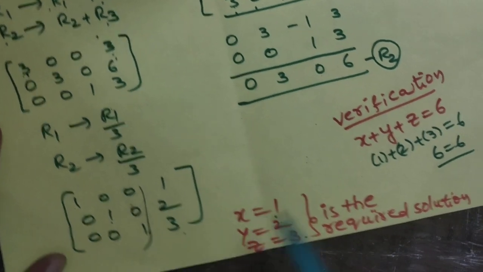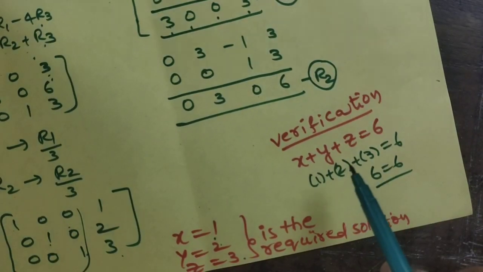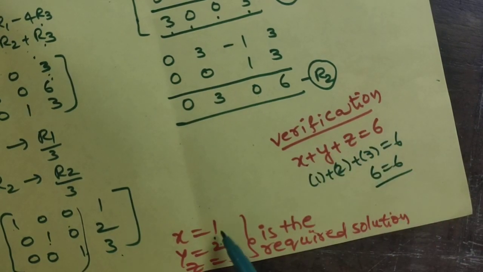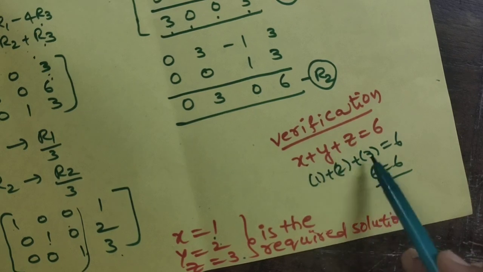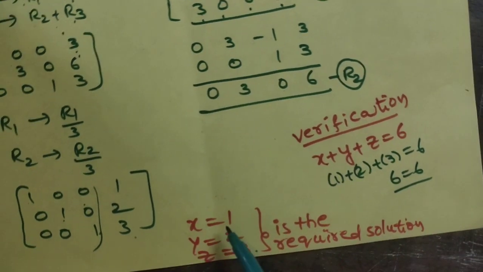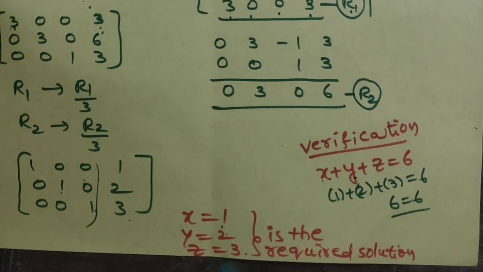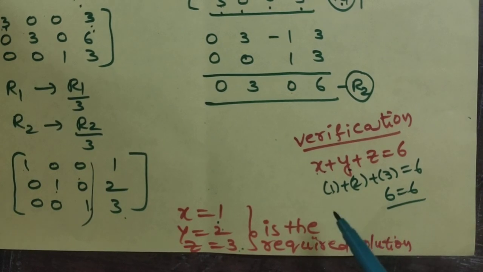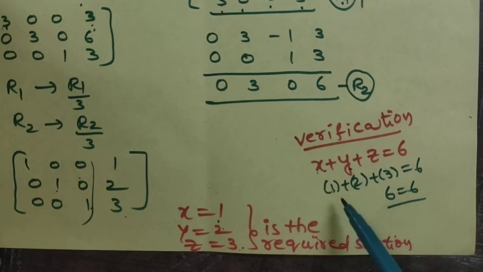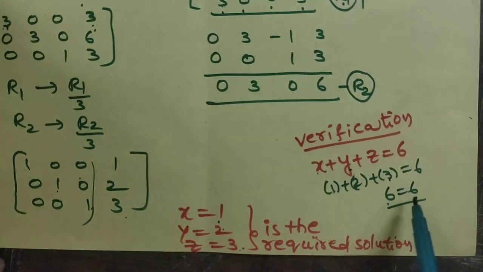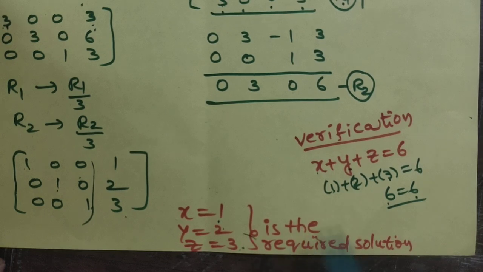After getting the answer, we can verify. Take any one equation. I am taking x plus y plus z is equal to 6. Substituting x value, y value, z value. What is x here? 1. Substitute in x plus y is equal to 2. Substitute in y plus z is equal to 3. Substitute in z. Add these x, y, z values. 1 plus 2 plus 3, which is 6, is equal to 6. So whatever x, y, z values we got are correct by doing the verification.